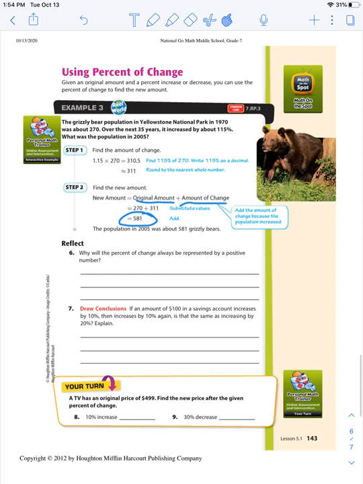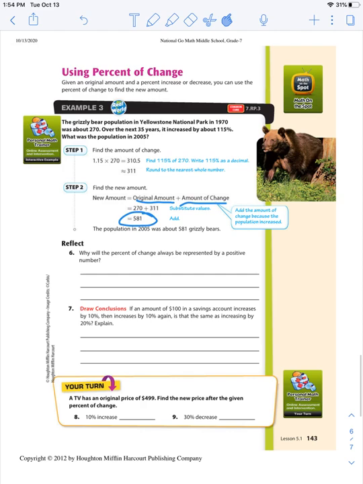All right, let's reflect on this. Why will the percent of change always be represented by a positive number? Well, percent change is kind of like distance. So when we think absolute value, we think distance, and that's always positive. So the percent of change, whether it increased or decreased, it's a distance thing, it's gonna be positive.